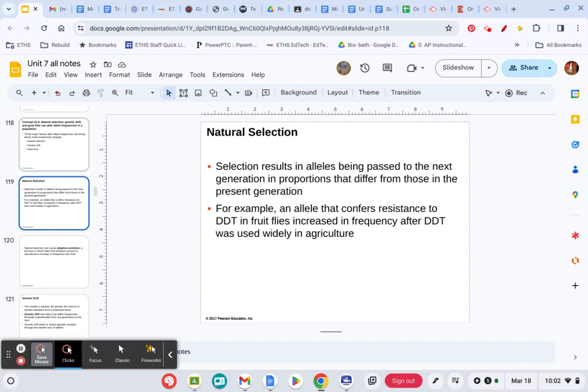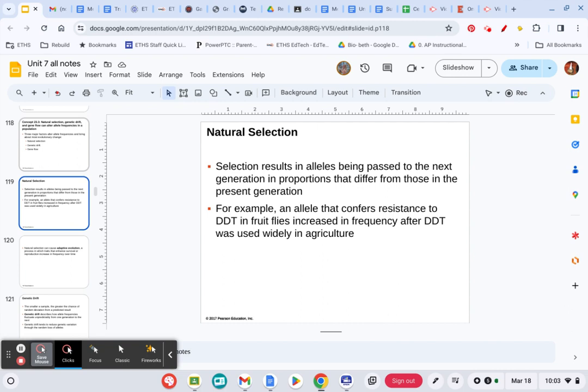Selection results because the environment picks the best fit to survive in those particular conditions. For example, DDT. We don't use it anymore, but it's a pesticide that used to be used. And if you use that on mosquitoes or fruit flies, what happens is you end up with a population of flies that end up being resistant to the DDT.